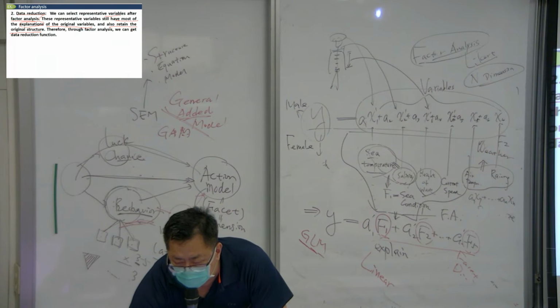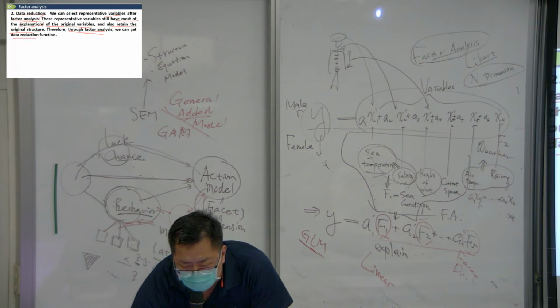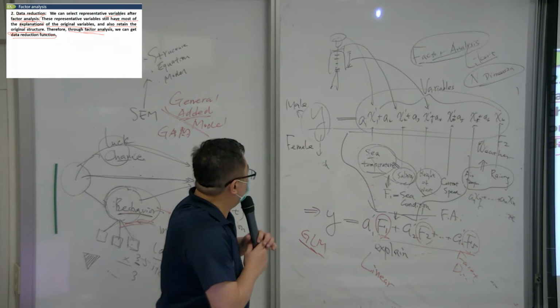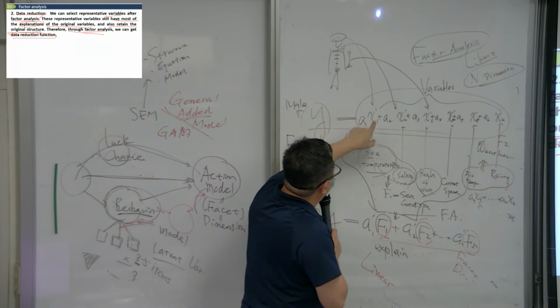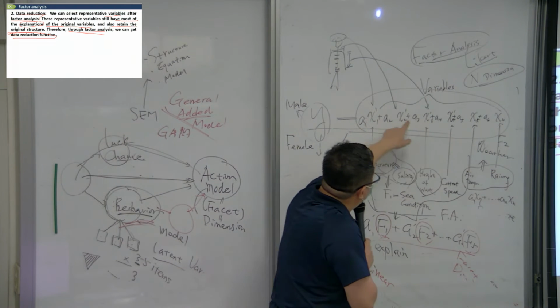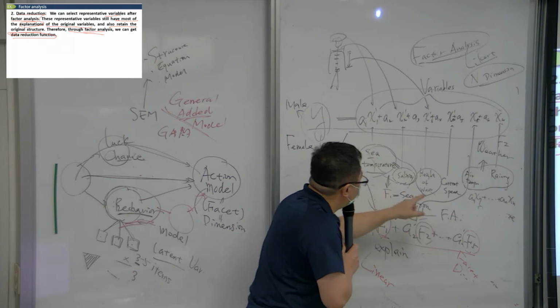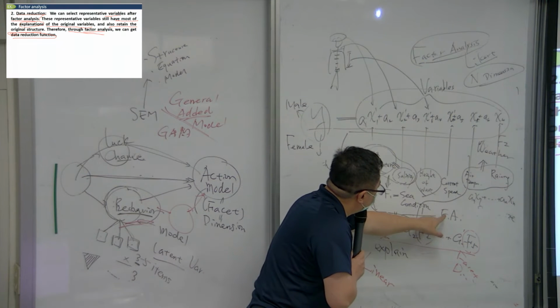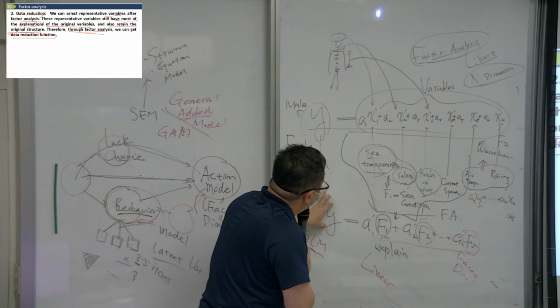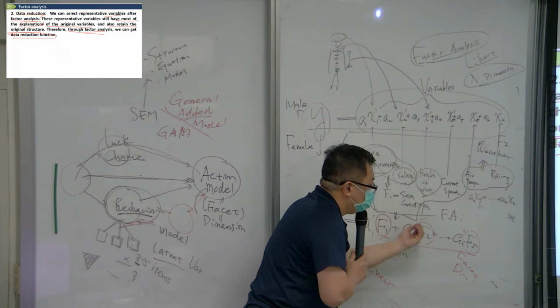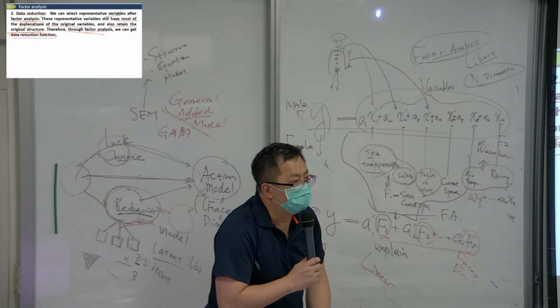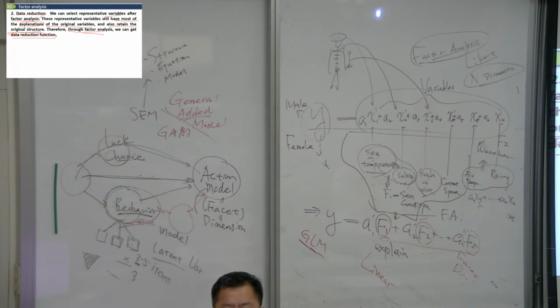Therefore, through factor analysis, we can get a data reduction function. Before factor analysis, our dimension is from S1 to Sn. But after factor analysis, our dimension is from A1 to A5. It reduces a lot of the data, okay? That is what we call the data reduction function.